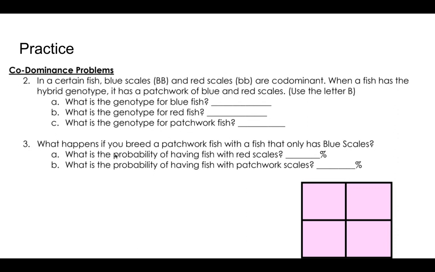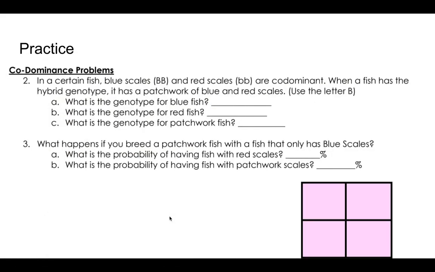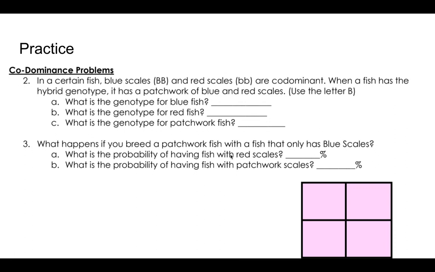And then number 3, what happens if you breed a patchwork fish, that's our heterozygote, with a fish that has blue scales? If we breed those two together, do the cross, and then answer the questions. What's the probability of having fish with red scales? What's the probability of having patchwork scales? So try that out, and when you're ready, unpause the video and we'll go to the answer slide.